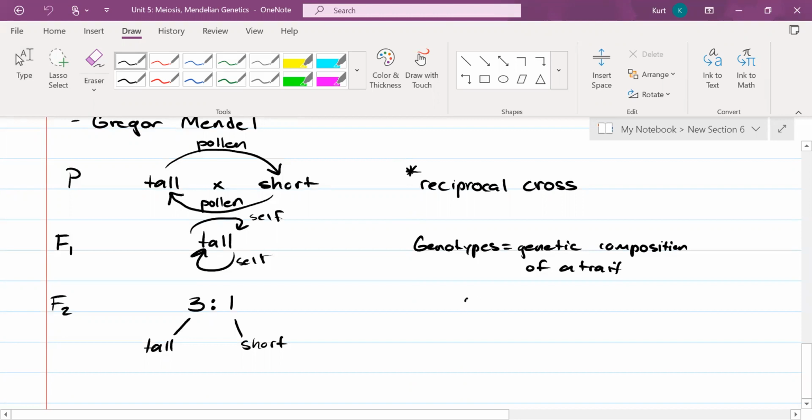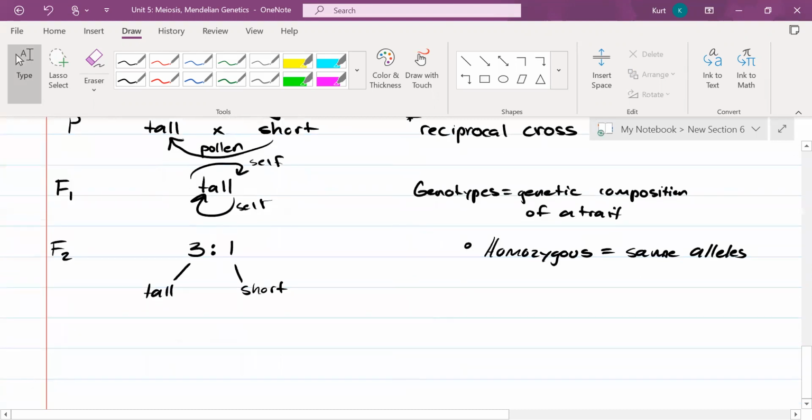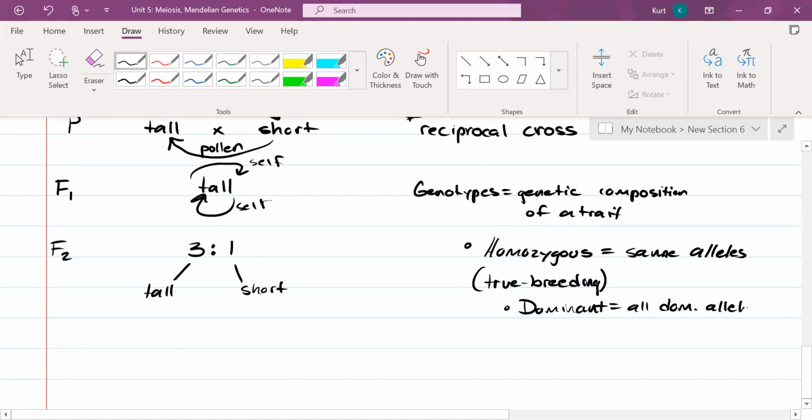There's actually 3 main genotypes, but there's either homozygous, where you have the same alleles, and I'll get to alleles momentarily. Now, do you remember what is another word for homozygous? It's actually 2 words. It's hyphenated. True breeding. Another word for homozygous is true breeding. So we could say that one parent was true breeding tall, the other parent was true breeding short. If you're homozygous dominant, then you have all dominant alleles. If you're homozygous recessive, then you have all recessive alleles.